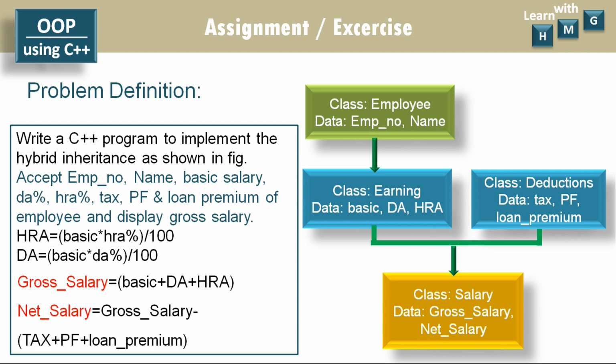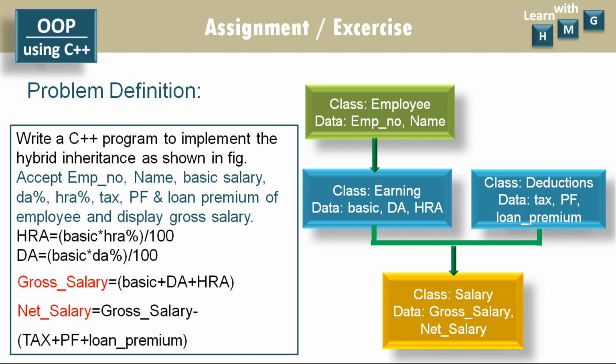So like this, the HRA, first of all you have to accept the basic salary and HRA percentage, and using that you have to find the HRA amount, house rent amount, that is basic into HRA percentage divided by 100, and DA is calculated as basic into DA percentage divided by 100. So like this you will get the HRA amount and DA amount, and you have to add these two amounts in basic salary amount to get gross salary.